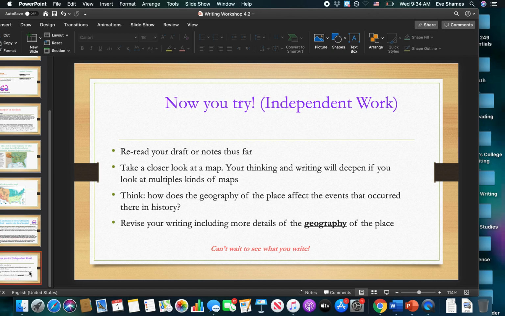Your thinking and writing will deepen if you look at multiple kinds of maps. Think: how does the geography of the place affect the events that occurred there in history? Then you're going to revise your writing, including more details of the geography of the place. Can't wait to see what you write.